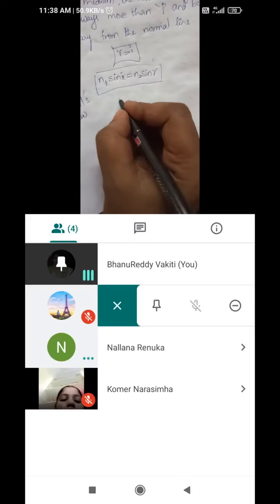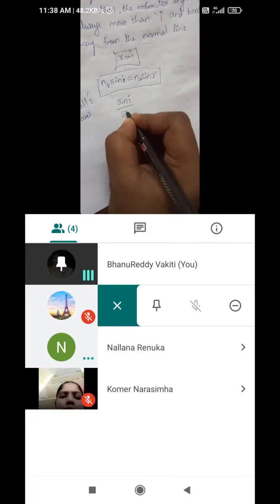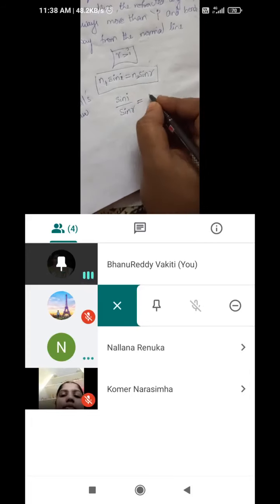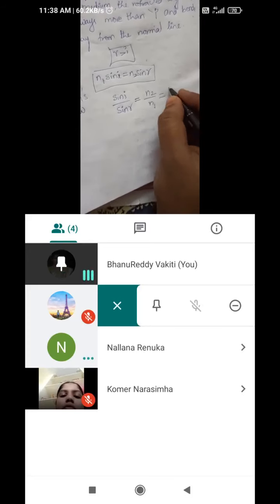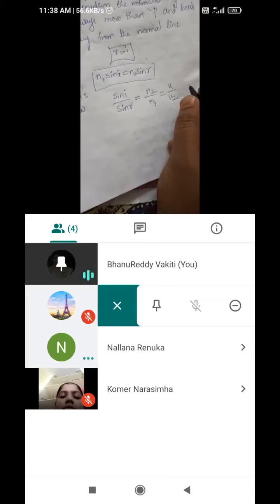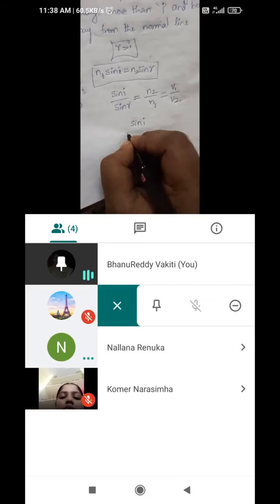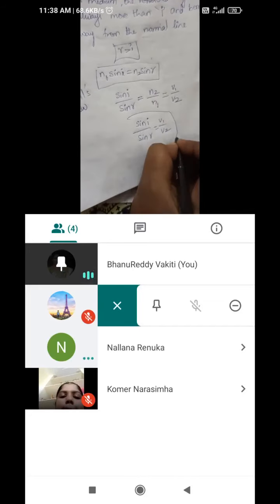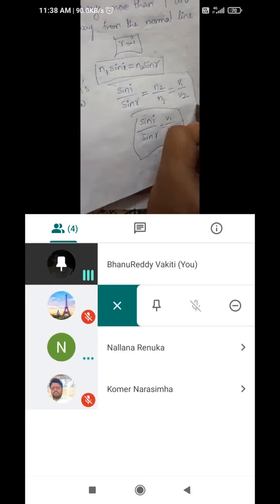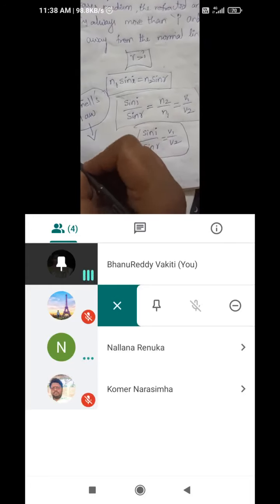So we can transpose like this: sin I by sin R, all sin values I am keeping on one side, and N2 by N1. And we know from the previous class N2 by N1 is equal to V1 by V2. This we have derived previously. So that's why sin I by sin R is equal to V1 by V2. This is Snell's law. This is also how we can write Snell's law. So this Snell's law derivation we will do tomorrow.